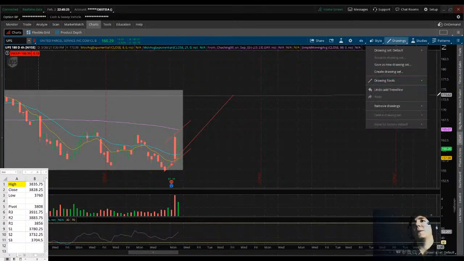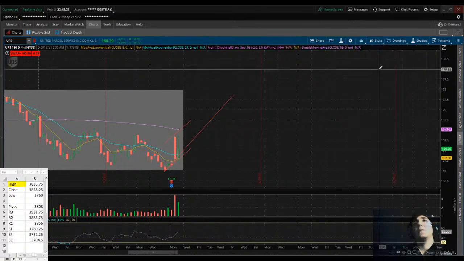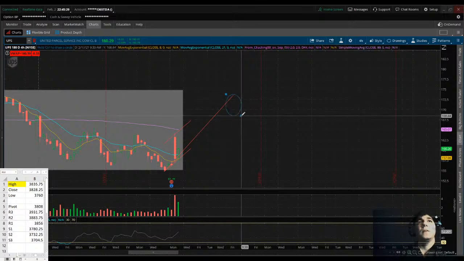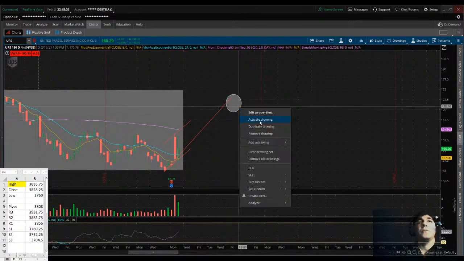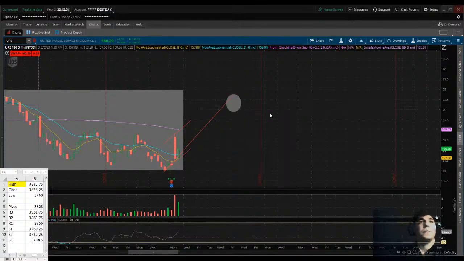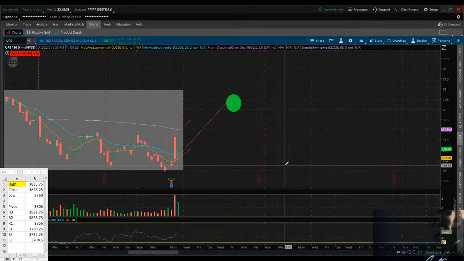So I would expect UPS to be somewhere in this range come expiration of that. Okay.